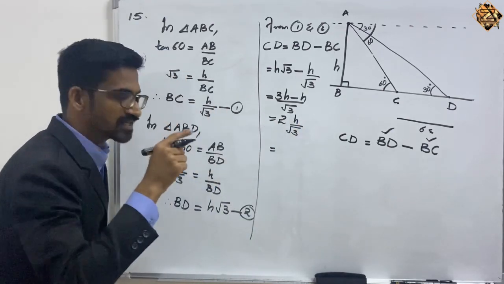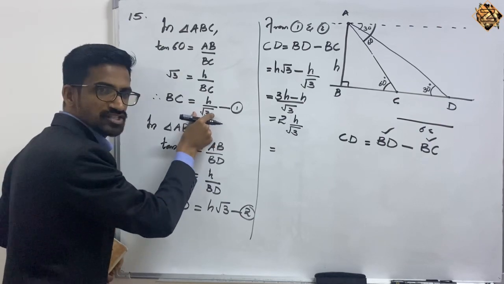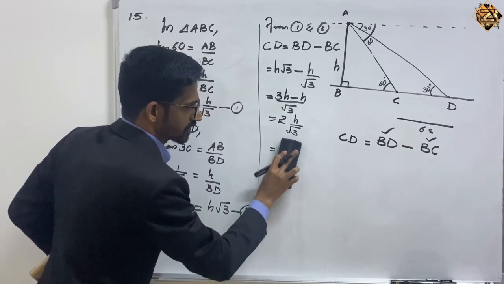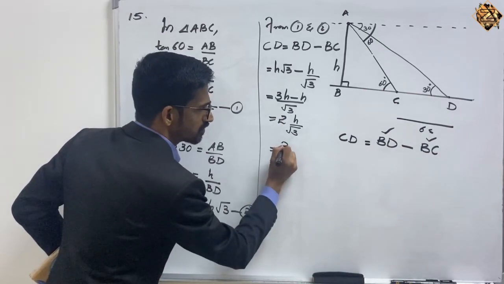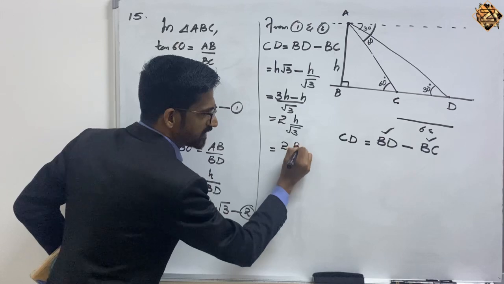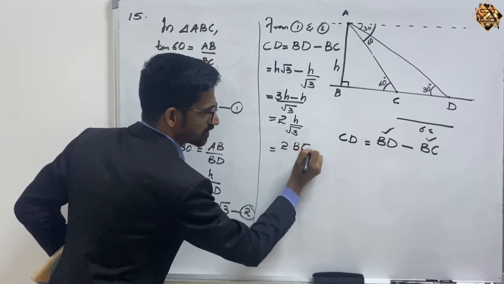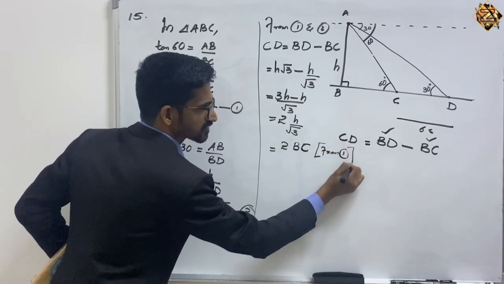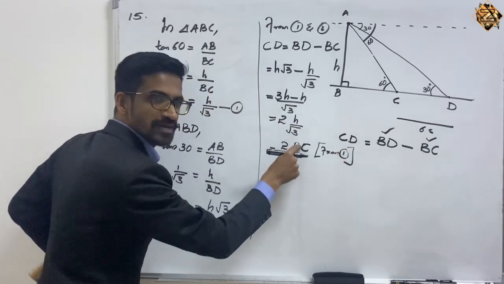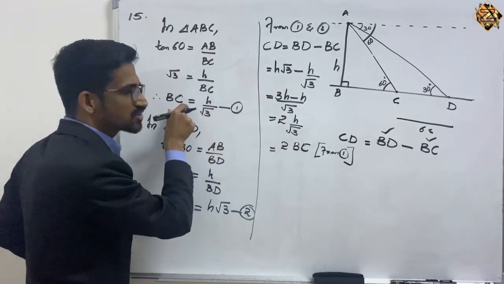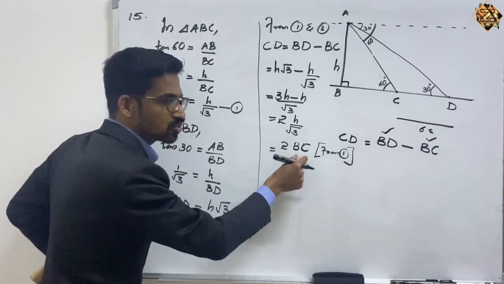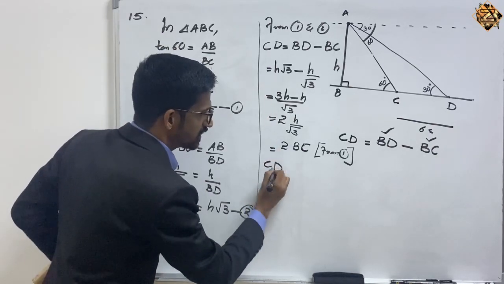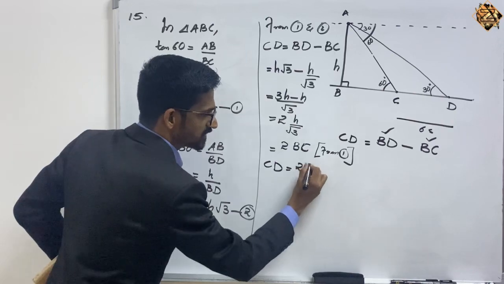What is h by root 3? Here we can find out. h by root 3 is BC, from equation 1. So 2 into h by root 3 is 2 BC. Hope it is clear. So finally we got, therefore CD equals 2 BC.